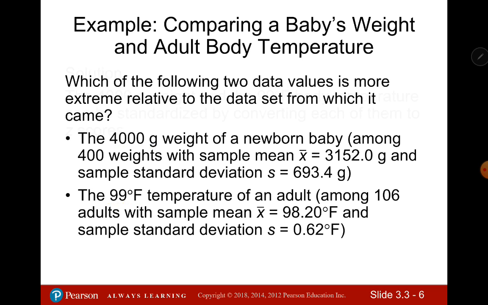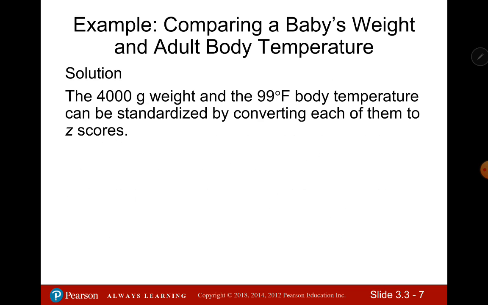Let's check how to do this kind of question. Because they are from different data sets, we cannot directly compare 4,000 to 99, right? Which means we cannot use the original values to do the comparison. So we need to standardize the values to a z-score, because z-score is a standard score. Then we can compare the standard scores. So first, we should get the z-score for both x values. For the first value, 4,000, how can we get the z-score? We use this formula because it's a sample value, right? We pick the x value.